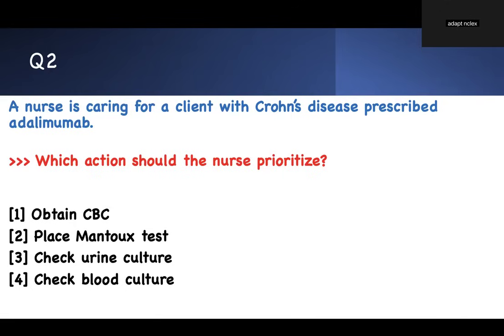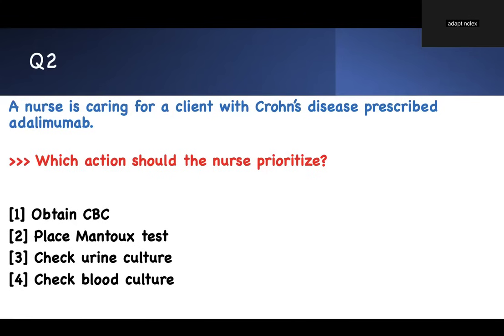Should I check CBC? Should I place a Mantoux test? Should I check urine culture or should I check blood culture? The concept is immunosuppression. You don't want the individual to get sick. I put a bunch of answers there to trap you. CBC, urine culture, and blood culture are talking about infection, but that's not the purpose of these medications. We want to prevent the infection before it comes. Therefore, I have to check your PPD, because if you already have PPD positivity, it's going to reactivate. So placement of the Mantoux test is the right answer.